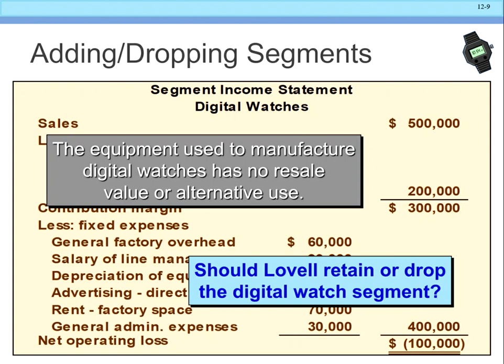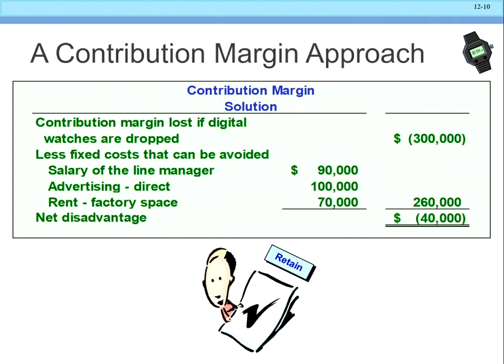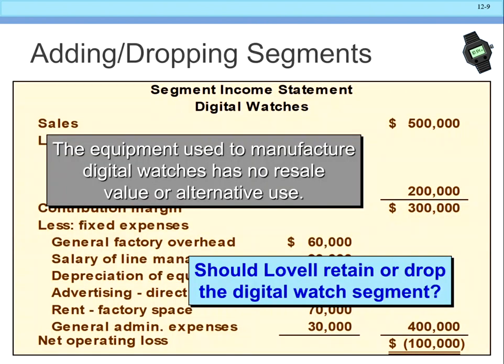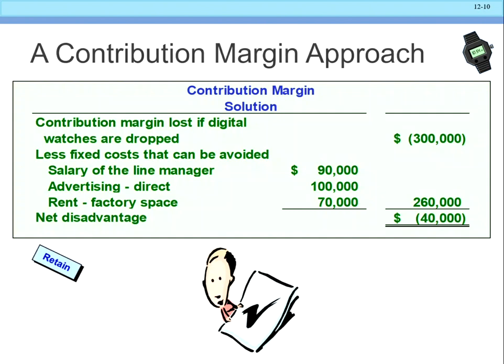So the question now is, should Lovell retain or drop the digital watch segment? If the division is closed, remember the division was making a contribution of 300,000, which is sales less variable cost. If the division is closed, that contribution is going to go, because nothing is going to be sold, and the variable costs associated with selling digital watches are also going to go. Then we have to look at the fixed costs that this division can avoid.